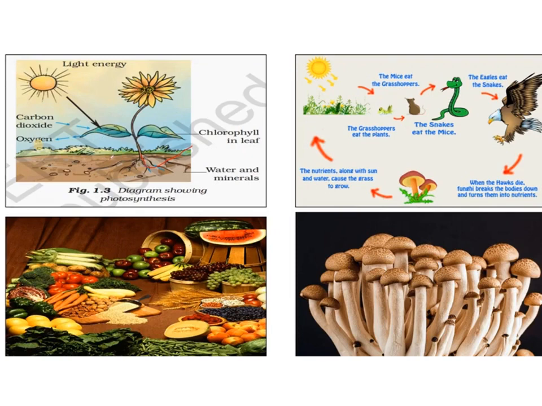the living organisms which obtain their nutrition from dead plants or animals, like dead eagles and hawks, and some fungi break down the bodies and turn them into their nutrition. Then these nutrients along with the sun and water cause the grass to grow. So this is how they are dependent on each other for taking food. These are all examples.